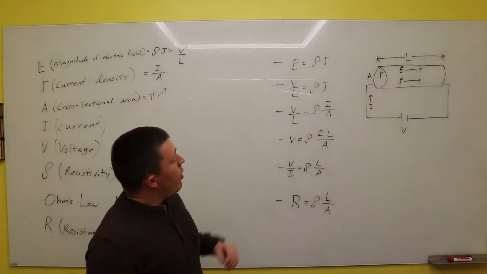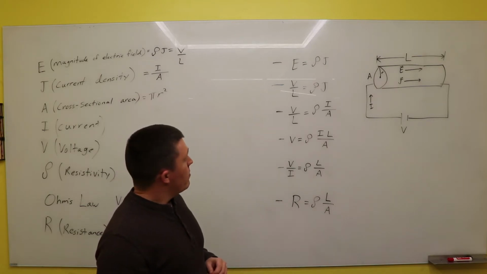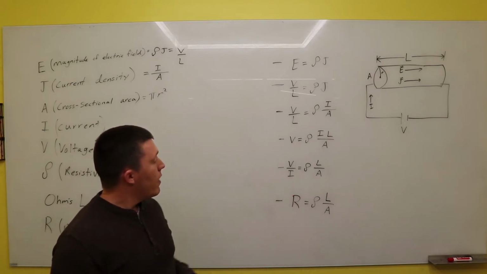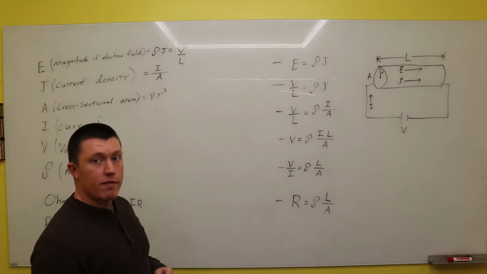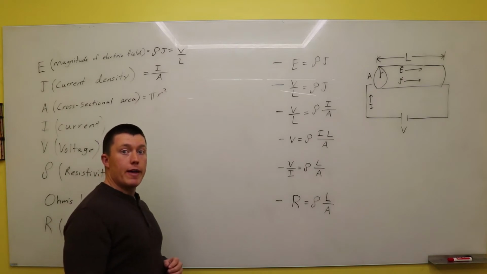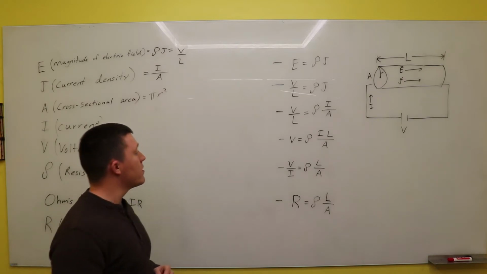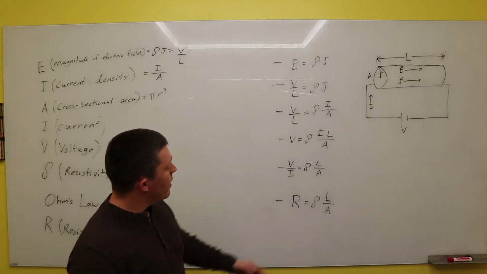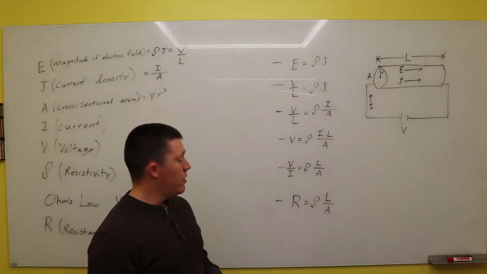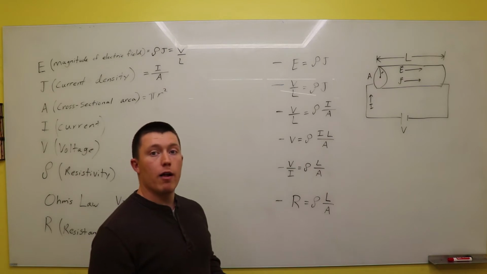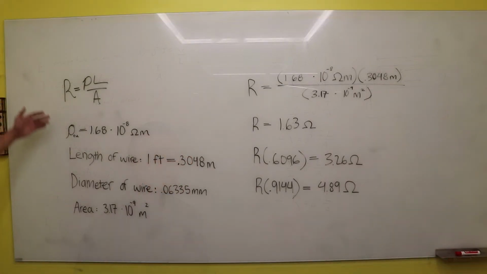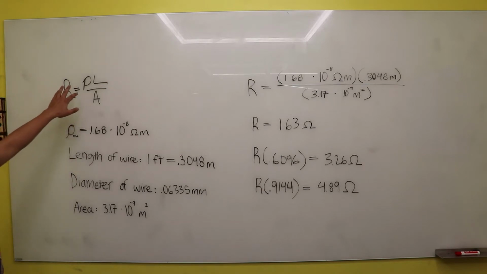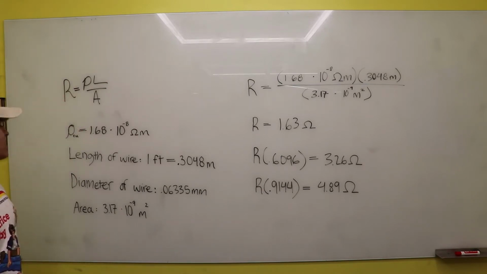We can multiply both sides by L to move the L to the right side of this equation, and divide by I, so we move the I to the left side of the equation. Now, because of Ohm's law, where we have V equals IR, R being the resistance, we can set the left side of the equation equal to R, giving us the equation for resistivity. R equals rho times L divided by A. Here we have our resistance equation. Now this is resistivity times length divided by cross-sectional area.